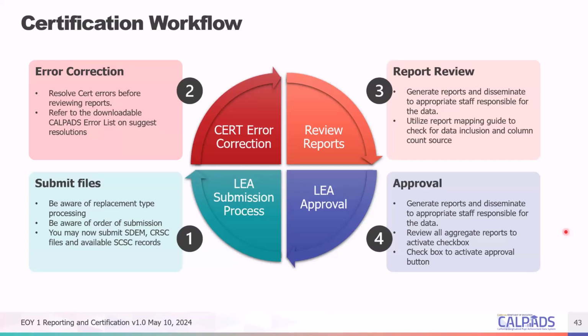And then, of course, unlike end of year 3 and 4, end of year 1 only requires one LEA approval. You're not waiting for a SELPA to approve your data, right? Your reports. So that's good news. However, it's a double-edged sword, right? You don't have to rely on a secondary approval. However, the responsibility lies on you to be able to certify before the deadline, right?